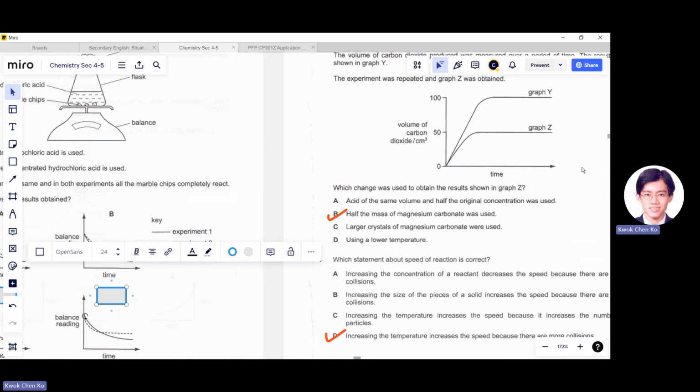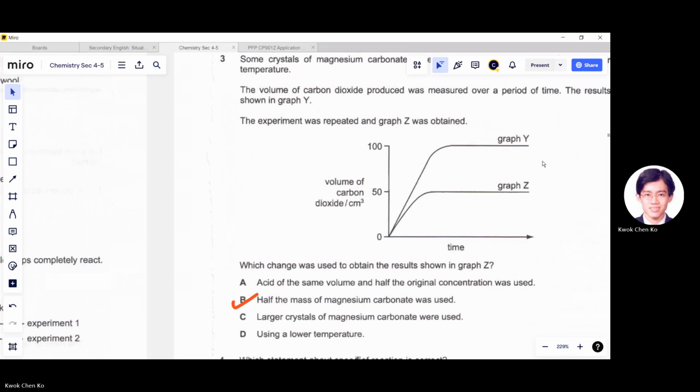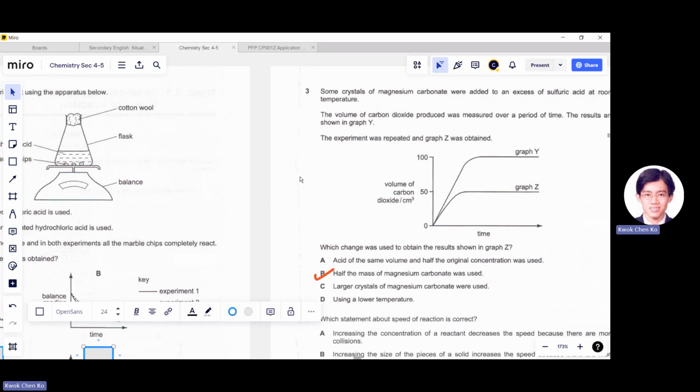What is the difference between the two graphs? X and Y. Oh, Y and Z. Whenever you see graphs, check for two things. One is gradient. Second is the end level. Is one level higher than the other? Because the higher level will mean what? For question 3, the higher level means more limiting reagent, no? So think along that line also. Which is the limiting reagent? Identify the limiting reagent for number 3.